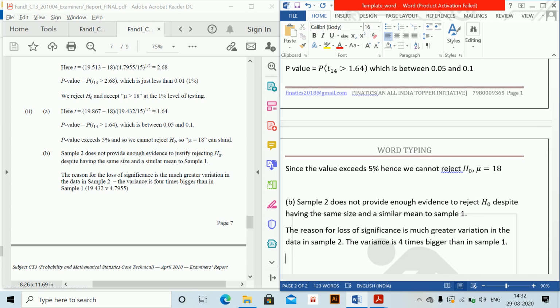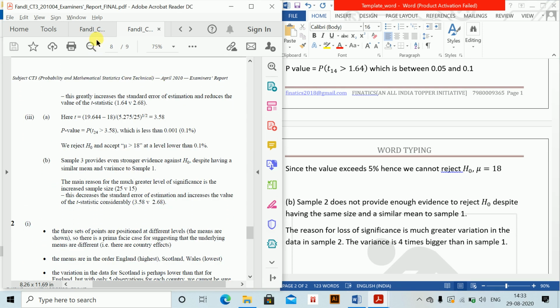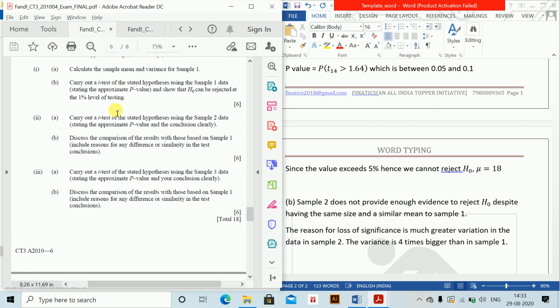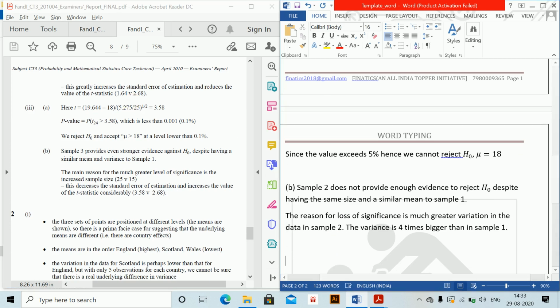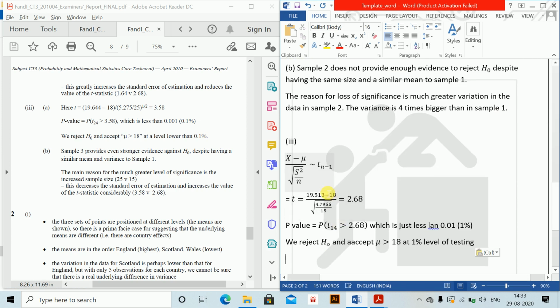Okay, next part coming down. Part 3. Carry out a t-test of the stated hypothesis using the sample 3 data, stating the approximate p-value and your conclusion clearly. Discuss the comparison of results with those based on sample 1. So again, first we have to carry out for sample 3 and then we have to compare. So for part 3, again this is copied, so I have just pasted.